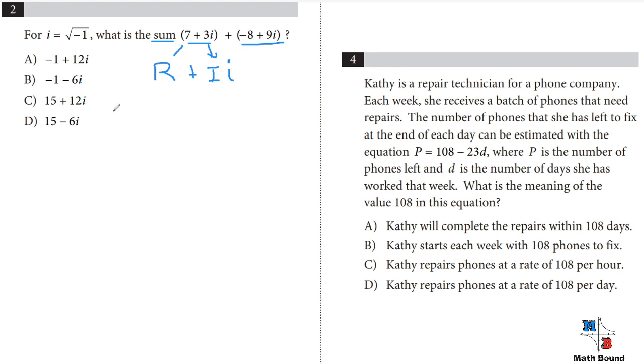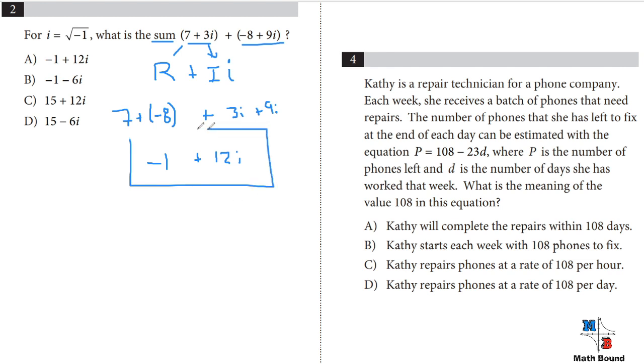So in this case, we're going to add 7 plus that negative 8, and then we're going to add the 3i plus that 9i. So what do we end up with? 7 plus negative 8 is just negative 1, and then plus 12i. So there you have it. That's how we add two complex numbers, and our solution is right there.